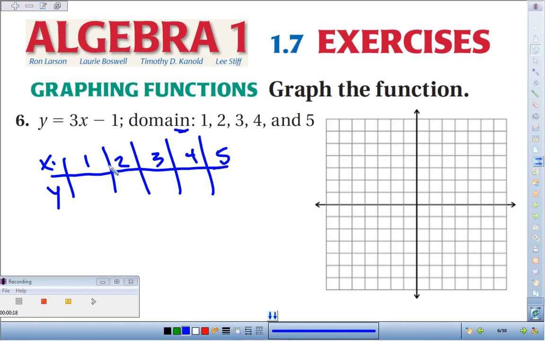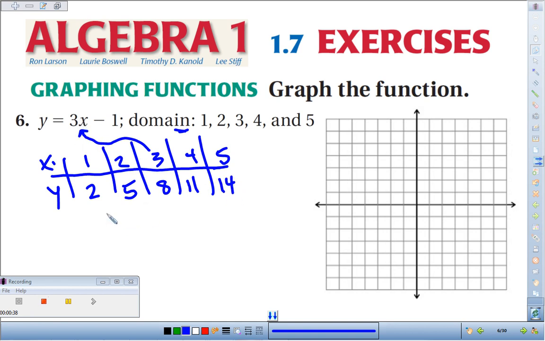And the output values, if we plug in the x values that they gave us, so plug in a 1, 3 times 1 is 3, minus 1 gives me 2. 3 times 2 is 6, 6 minus 1 is 5. If we substitute a 3 in for x, 3 times 3 is 9, and 9 minus 1 gives me 8. 3 times 4 would be 12, minus 1 is 11. And you can see each time it's going up by 3, and that's because of the times 3.